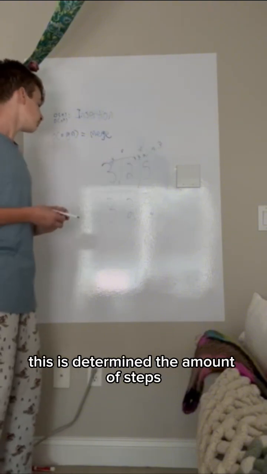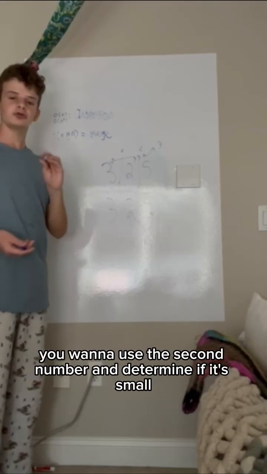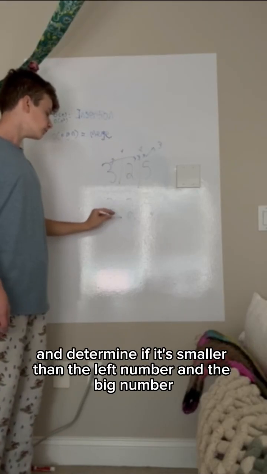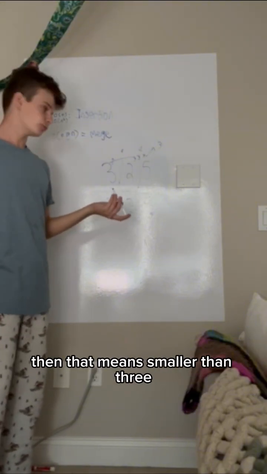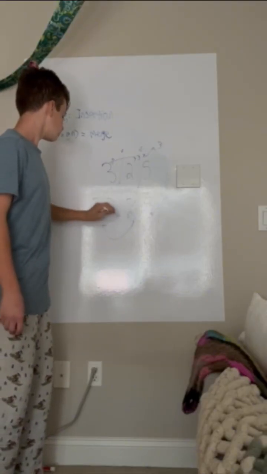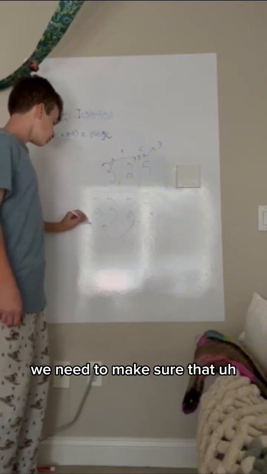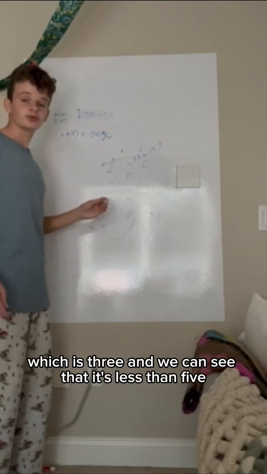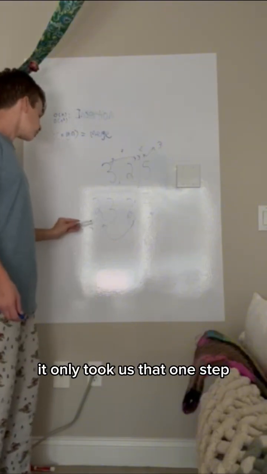This determines the next steps. So 3, 2, 5. We're going to use the insertion method for this. So first, for the insertion method, you want to use the second number and determine if it's smaller than the number to its left. So if it's smaller than 3, then what you want to do is move it here, and that's only one step. And as you can see, 2, 3, 5. But we're not done just yet. We need to make sure that it's actually smaller than 5. So we look at the second number, which is 3, and we can see that it's less than 5. So that means we're all done. It only took us that one step.